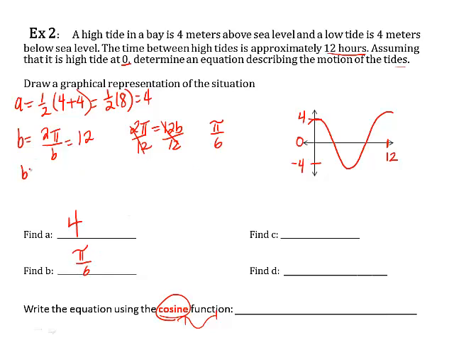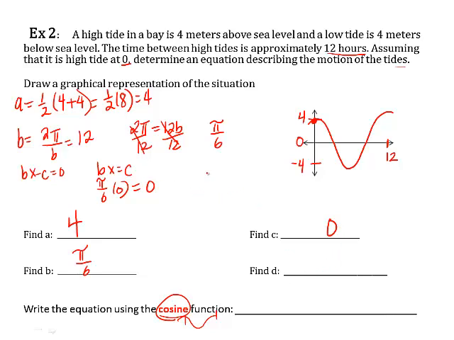Alright, then to find c, I do bx minus c equals 0, or bx equals c, if you want to solve it for c first. B we know is pi over 6. X is what's the x value where the curve starts? Well, our curve starts at 0, so it's just 0. So guess what? C is just 0.